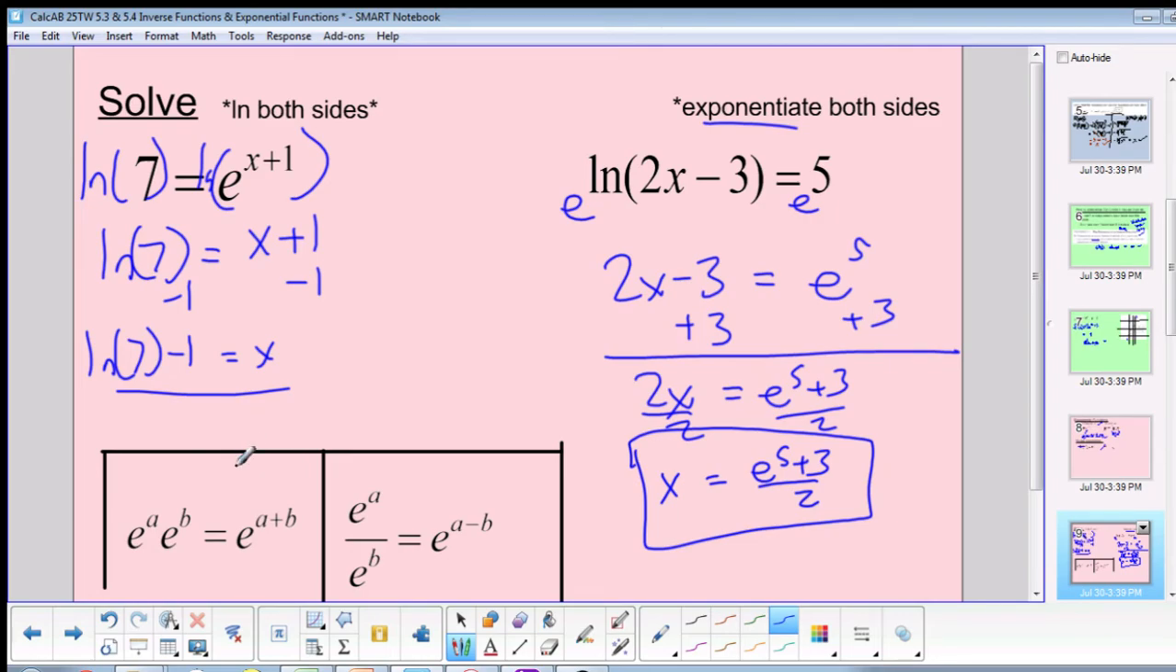Some other properties you might have to use for exponentials, just want to remind you, e to the a times e to the b is e to the a plus b, same base. You can add the exponents. And if you're dividing exponents of the same base, you subtract them. e to the a over e to the b is e to the a minus b.